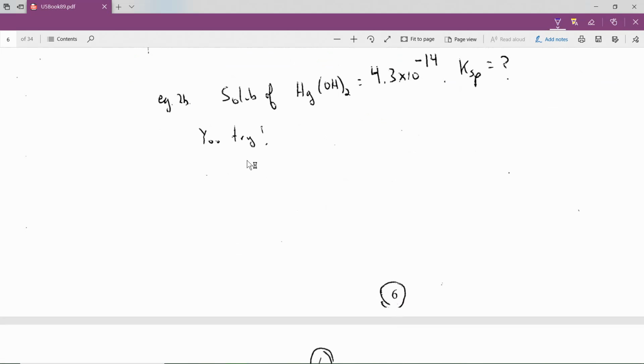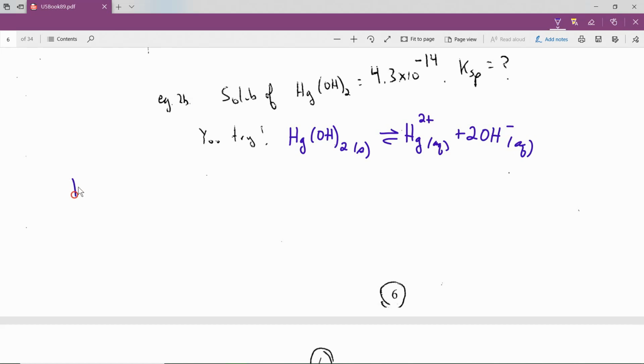Here's a you try, so you can pause the video here and try it yourself. I'll count to 3, 2, 1, 0, pause. And now we're back, and now let's do it. So here we go, Hg(OH)2, mercury. That's not that commonly used here, but let's do it. So Hg(OH)2, so that's going to be Hg2+ aqueous plus 2 OH minus aqueous.